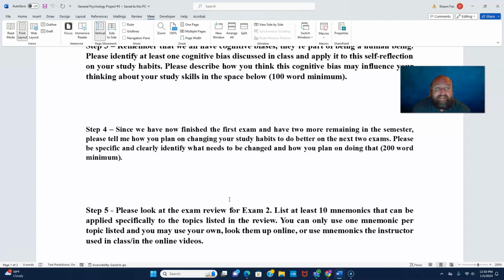So take this as the opportunity that it is to really self-reflect on what you need to do differently, not blaming other people, not blaming the situation, or finding excuses.